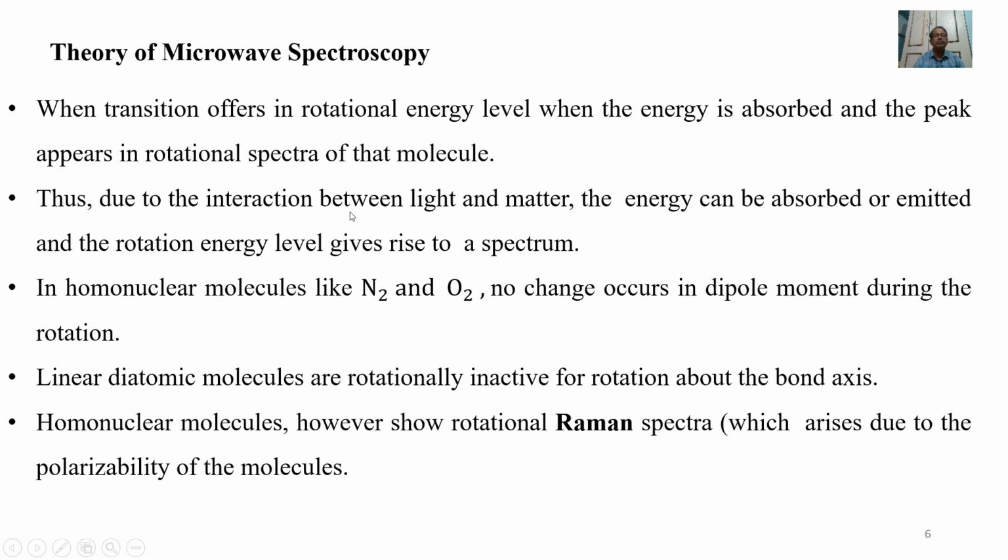Theory of microwave spectroscopy. When a transition occurs in a rotational energy level, energy is absorbed and a peak appears in the rotational spectra of that molecule. Thus, due to the interaction between light and matter, the energy can be absorbed or emitted, and the rotational energy level gives rise to a spectrum. In homonuclear molecules like N2 and O2, no change occurs in dipole moment during the rotation. So, linear diatomic molecules are rotationally inactive for rotation about the bond axis. The homonuclear molecules, however, show rotational Raman spectra, which arise due to the polarizability of the molecules.